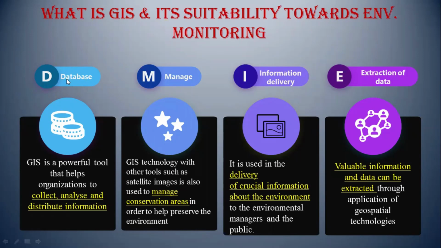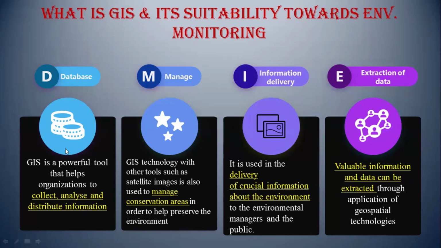First of all, GIS is a database. What sort of database? It is a powerful tool that helps organizations or helps us. This tool helps us in collection of data. When the data is collected, the analysis of the data can be done through GIS, and then the information which is obtained is distributed. The collected information is analyzed, and a separate type of information is gathered after the analysis. That information is distributed, which we will be seeing in the forthcoming slides.